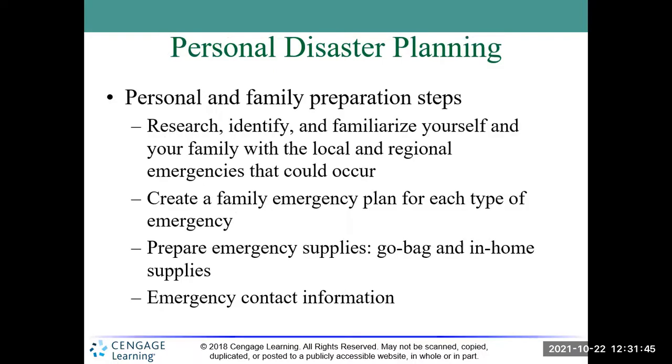Personal disaster planning. So this is important that you and your family have preparation steps in place. You want to research and identify, as well as familiarize yourself and your family with local and regional emergencies that could occur. So knowing where you are and what could occur. When I was in the Pacific Northwest, I always knew that earthquakes were a possible emergency. Now that I'm in North Carolina, I know tropical storms, hurricanes, and tornadoes are more of what I would see. And so creating a family emergency plan for each type of emergency is very important, including water, radio, emergency supplies, things of that nature.